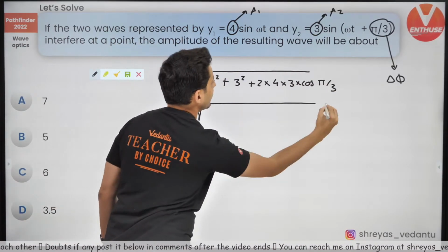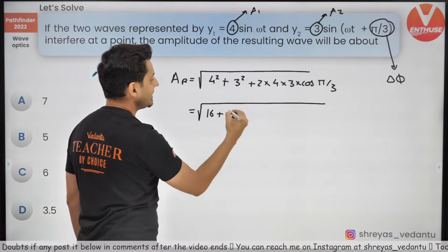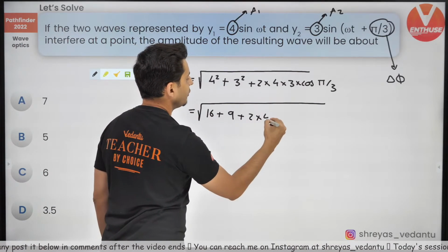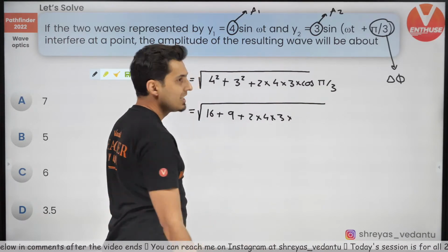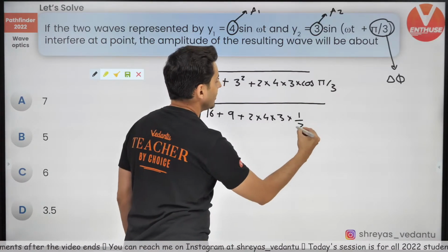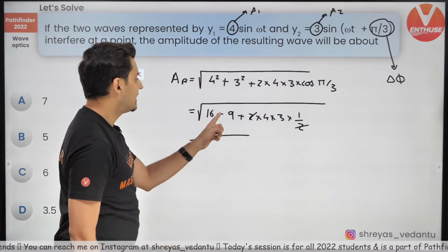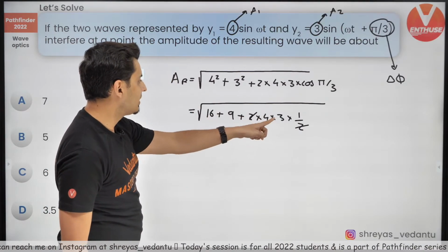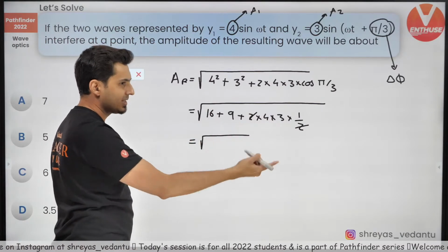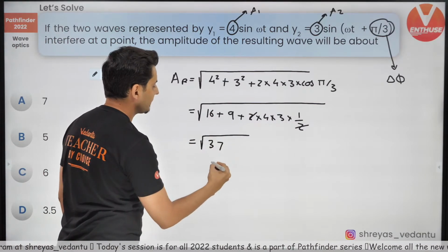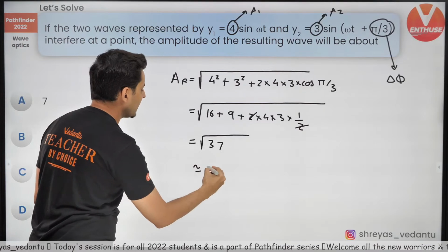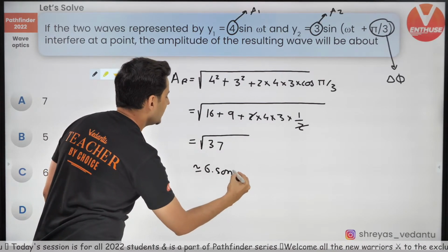So this will become root of 4 square is 16, 3 square is 9 plus 2 into 4 into 3. Cos of 60 is nothing but half. So this 2 and this 2 will go. Now this will become 16 plus 9, 25 and 4 into 3, 12. So 25 plus 12 is 37.